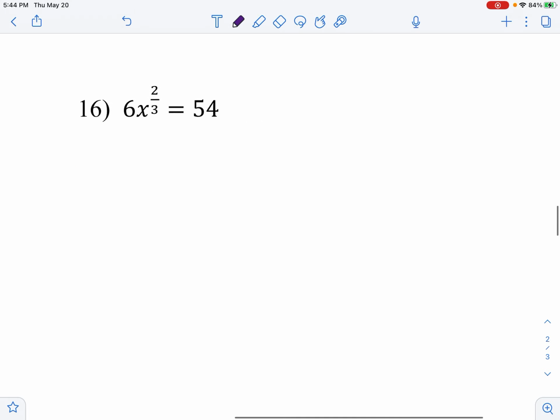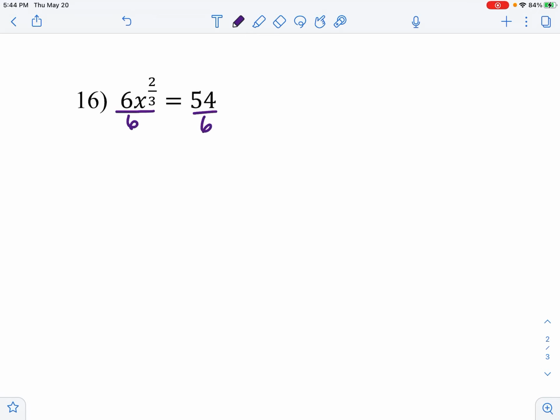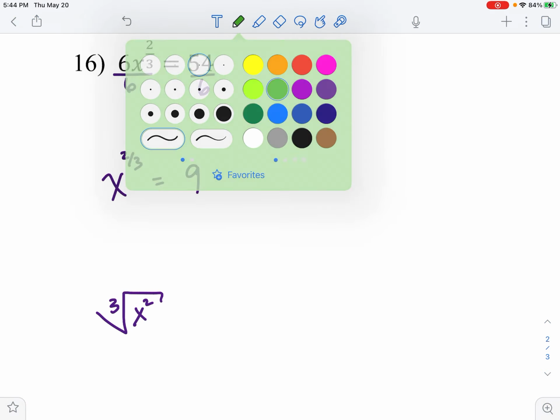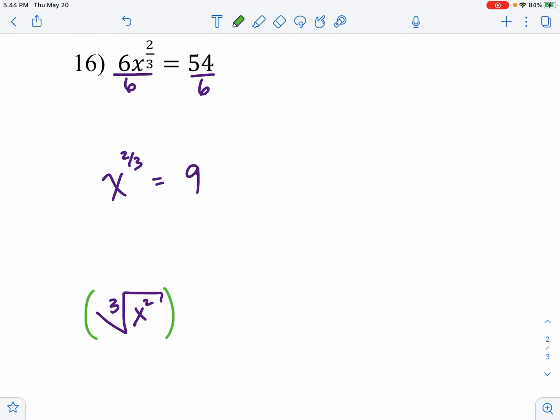So let's look at an example like that. Let's look at number 16. First thing, again, just divide by 6. Get rid of that 6. I have x to the 2/3 is equal to 9. Now, I'm not always going to write this down, but I'm going to think about what this is. This is the cube root of x squared. What do I want to do to get rid of those? Well, to get rid of the cube root, I'm going to cube it. To get rid of x squared, I'm going to take the square root. I am taking the square root, so I have to put plus or minus.